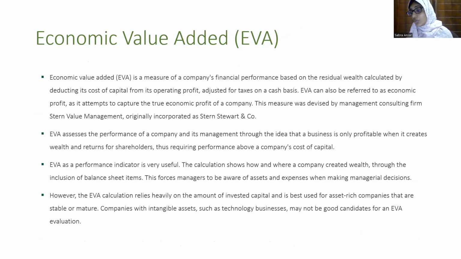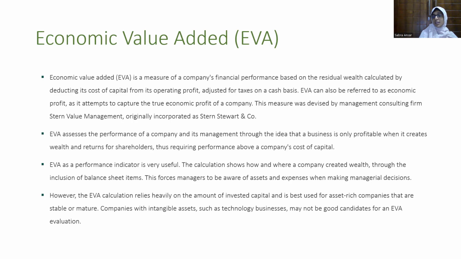Now we are moving towards another type of concept. One is called economic value added, or the EVA. Economic value added, or EVA, is basically a measure of a company's financial performance based on the residual value of wealth, calculated by deducting its cost of capital from its operating profit. It could be adjusted for taxes on a cash basis, and it is also called economic profit. So it tries to capture the true economic profit of a company.